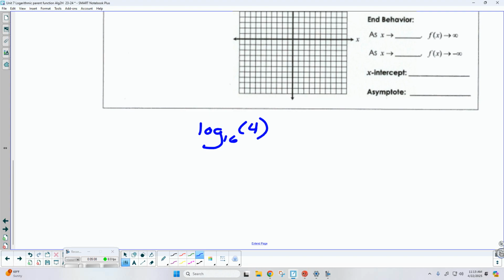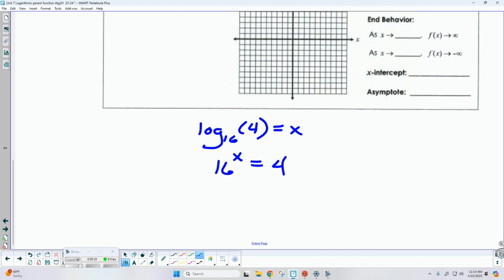Log base 16 of 4. Can anybody tell me what the value of that one is? What is it? It is 1/2. Now maybe on this one, this is one we definitely want to go ahead and say it's equal to x, rewrite it as an exponential. So 16 to the power of x is equal to 4.